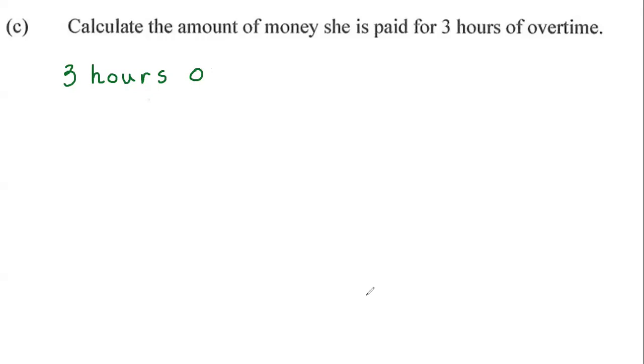Three times 13.5, so 3 hours of overtime. How much does she get paid for 1 hour overtime? 13.50. So for 3 hours overtime, it'll be 3 multiplied by what? 13.50. Very good. 3 multiplied by 13.50. Let's go ahead and multiply that.